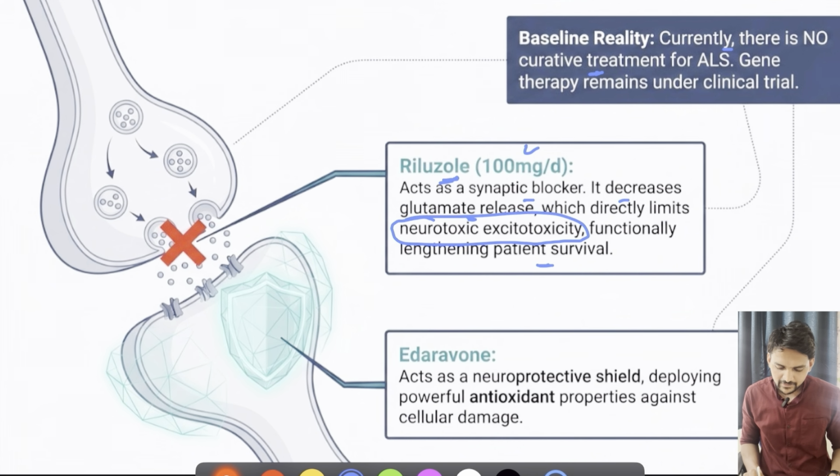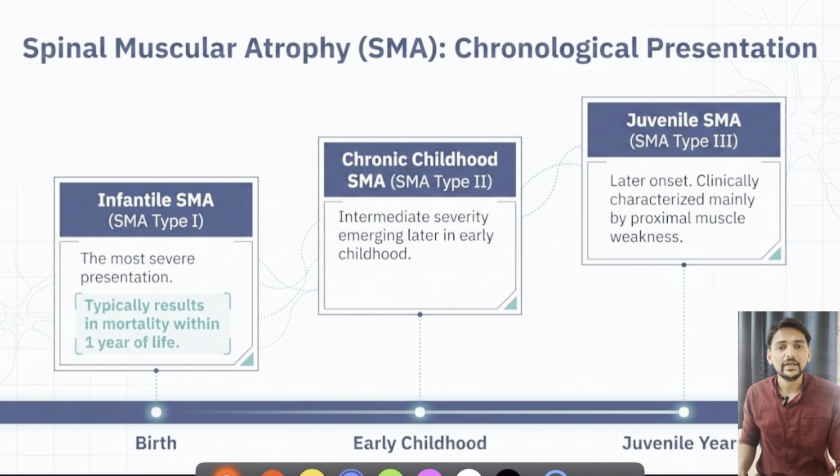The other drug is called edaravone. It will act as a neuroprotective shield. Mainly through its powerful antioxidant effect, it will help to some extent in the prevention of neuronal damage. This was in detail regarding amyotrophic lateral sclerosis.